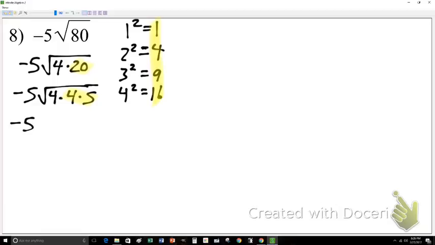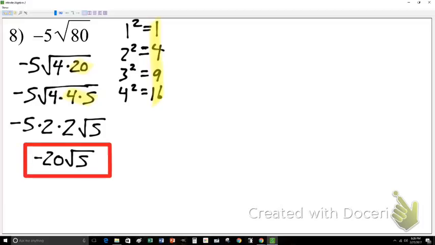So the square root of the first 4, that's 2. The square root of the second 4, that's 2. And the square root of 5, that's an irrational number, so we're going to leave that as the square root of 5. Remultiplying our numbers out front, we have negative 5 times 2, that's negative 10, times another 2 would make negative 20 out front there. So we have negative 20 square roots of 5.